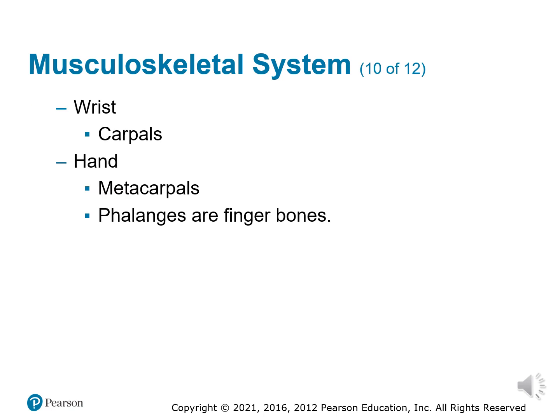Next, we'll talk about the wrist, which contains several bones called carpals. The bones of the hand are called the metacarpals, and the finger bones, like the toe bones, are called the phalanges.